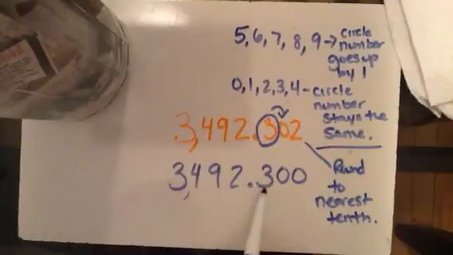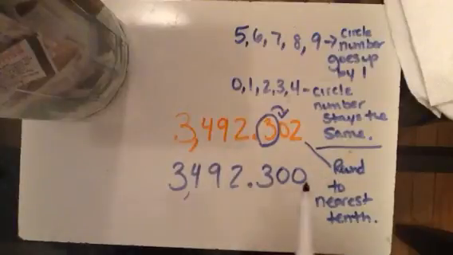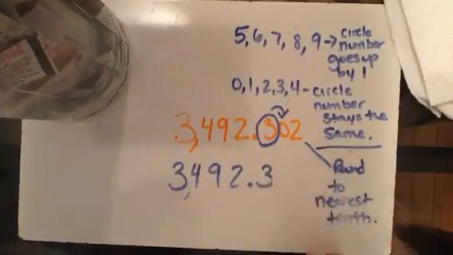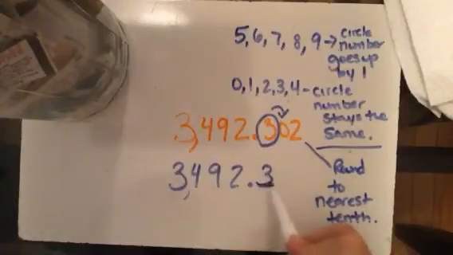3,492 and 3/10, or 3,492 and 300,000. Those are equivalent. It's the same, and as long as we have just zeros after the decimal, we can erase them.